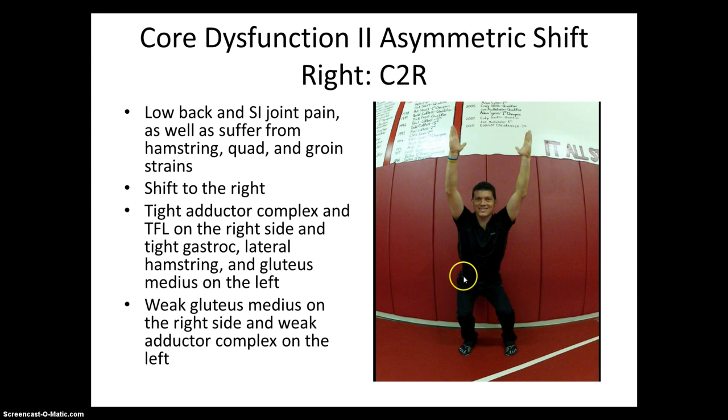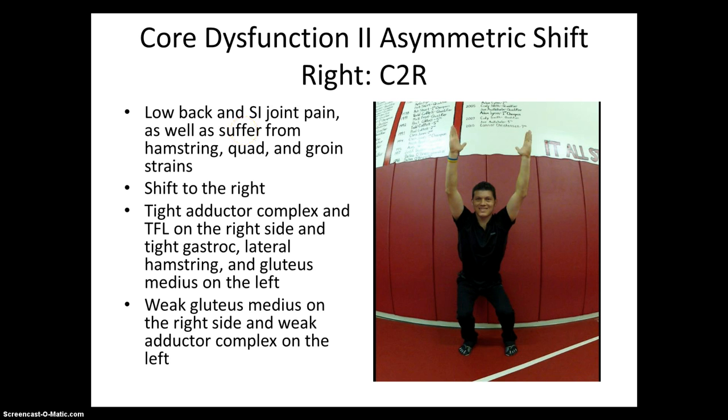That is still considered a C2R, even though they don't finish in what would appear to be a C2R or asymmetrical shift to the right, that through the motion they actually make that shift to the right. These individuals complain of low back pain, and specifically SI pain, that pain in the buttocks or low back, and again you see the hamstring, quad, and groin strains.